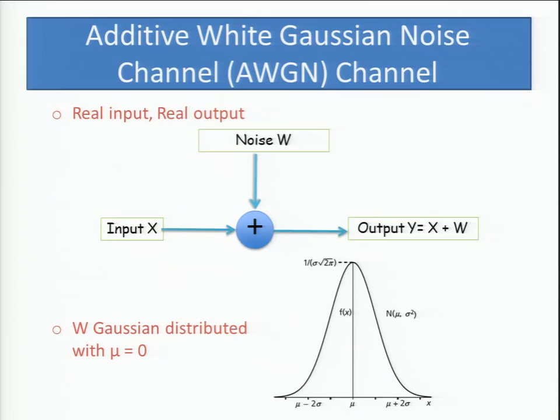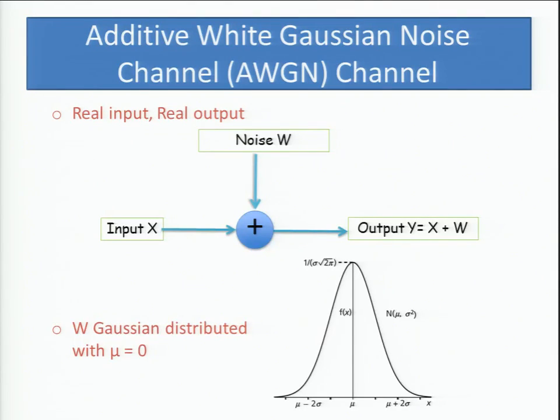So this is the additive white Gaussian noise channel. In the previous 2 channels, the input was discrete and the output was discrete. Here in this channel, the input is continuous and the output is continuous, which means it takes values from the real numbers. The output is the input plus a Gaussian noise. All of you know the Gaussian distribution. Typically the mean of the Gaussian will be 0, which means the noise is just adding some fluctuations around a 0 value.